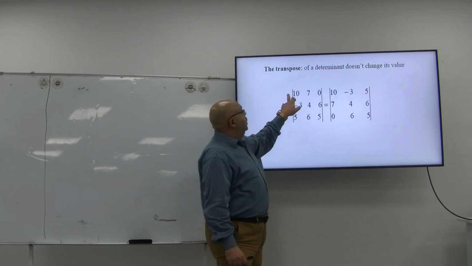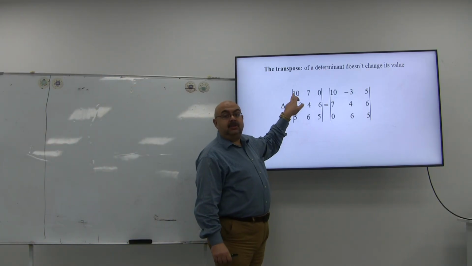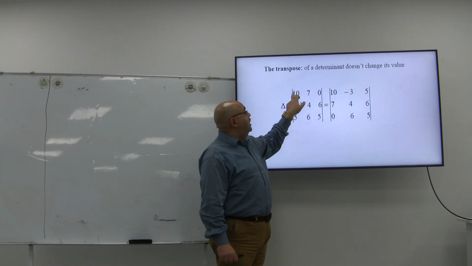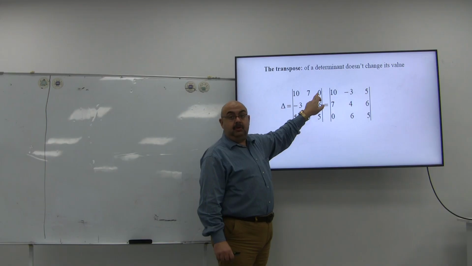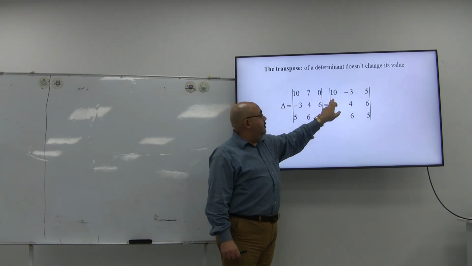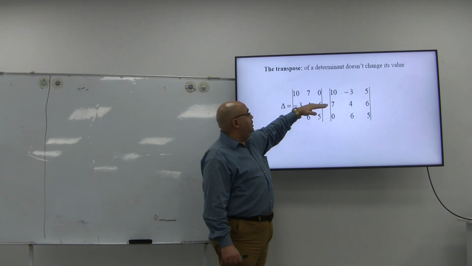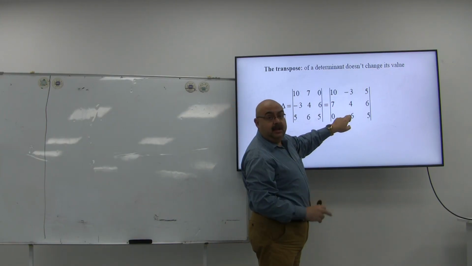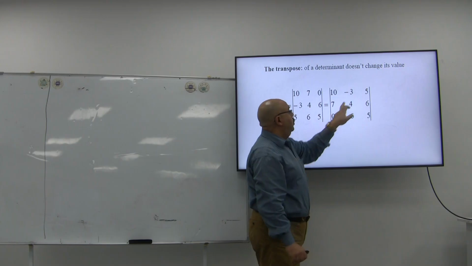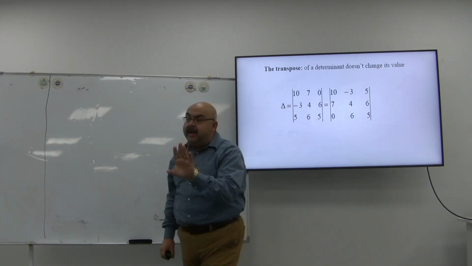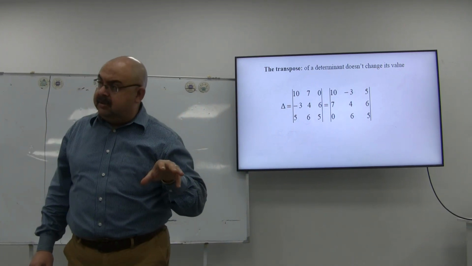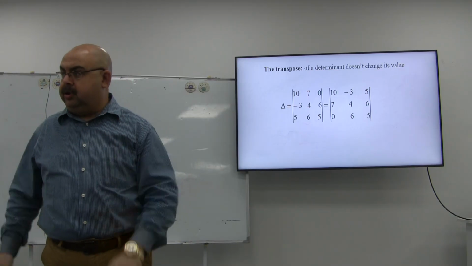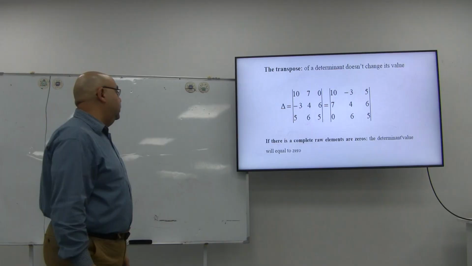So, getting the transpose, replacing rows into columns. If I have 10, 7, 0, that's the first row, it's going to simply be the first column, and so on. The second row will be the second column, and the same way the third row will be the third column. If you evaluate the value of the determinant of the main matrix and its transpose, they will be equal to each other. That's a very nice property.